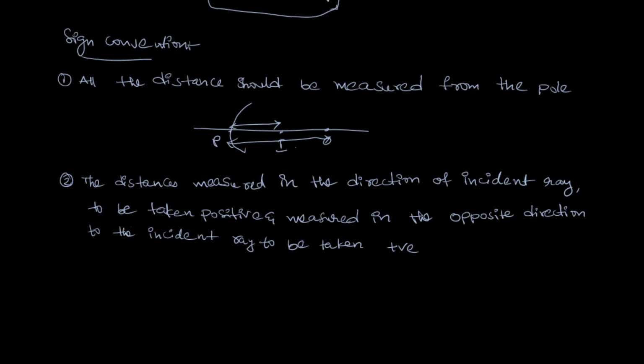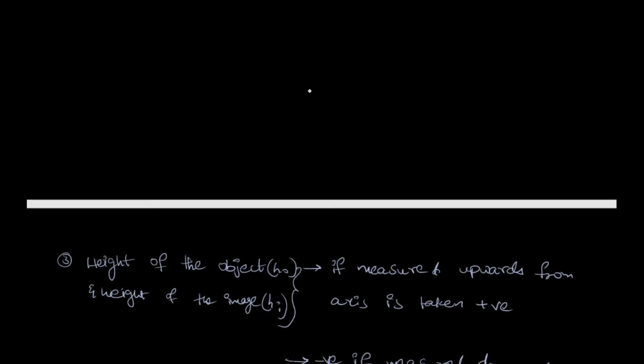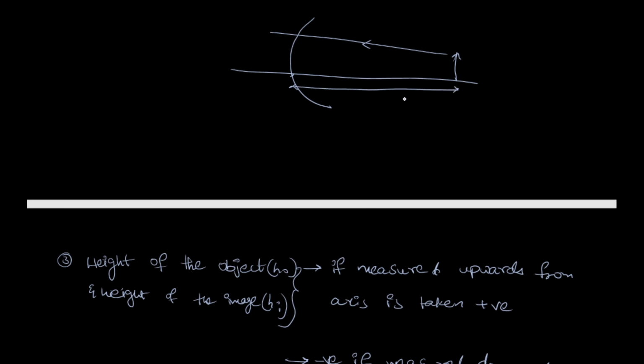Now, when we measure distances, suppose here we have the object and this is the direction of the incident ray, and we measure the distance of this object from the pole. I'm taking this as u. Suppose the incident ray direction is in this direction; then we have to take it as -u. If the distance measured is in the opposite direction to the incident ray, we take it as negative. Okay? If the incident ray direction is in the direction of the distance measured, it is positive.